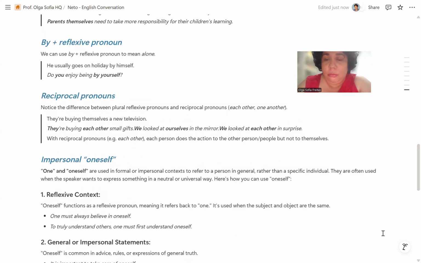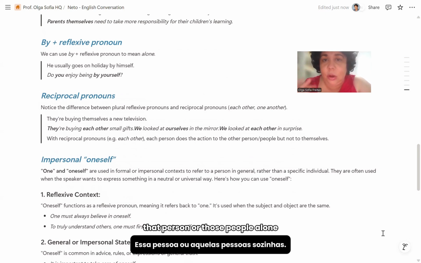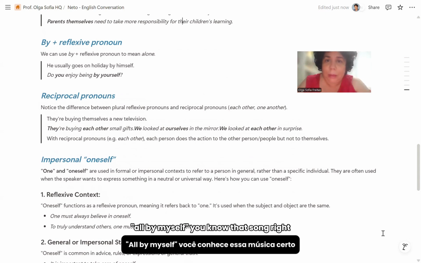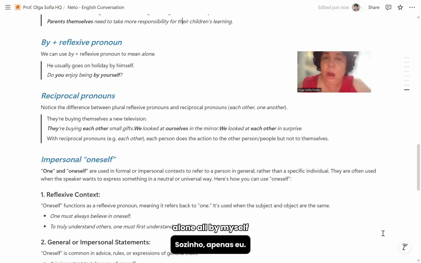Very commonly, we use by with a reflexive pronoun to mean that person or those people alone. All by myself. You know that song, right? It goes over and over. All by myself. Don't want to be all by myself anymore. Meaning I don't want to be alone. Alone, all by myself. That's the same thing.